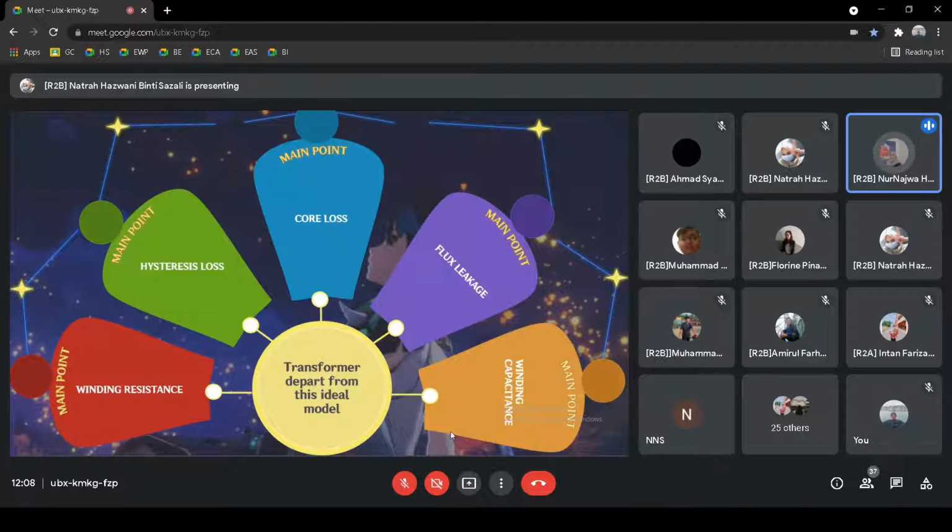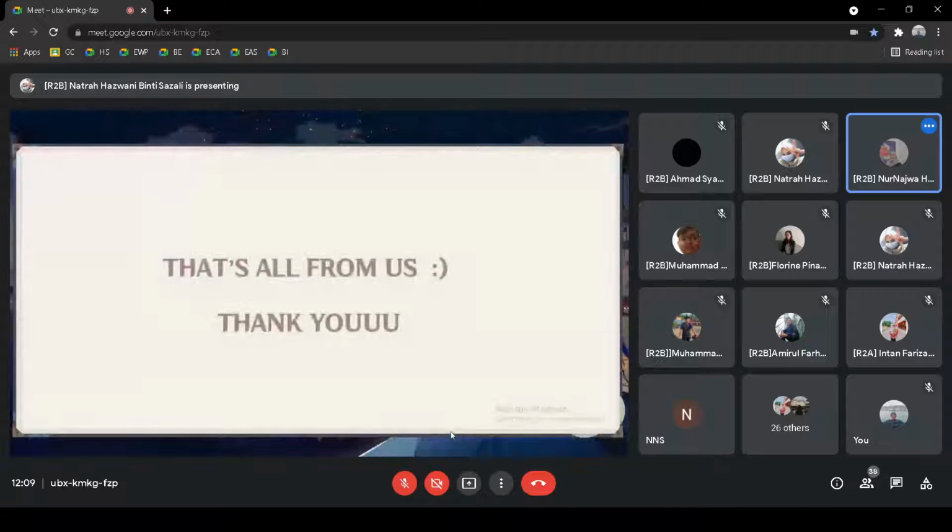Actual transformers depart from this ideal model. Some loss mechanisms are winding resistance, hysteresis loss, core loss, flux leakage, and winding capacitance. The efficiency of a transformer is the ratio of power delivered to the load, P out, to the power delivered to the primary, P in. Okay, that's all. Thank you.